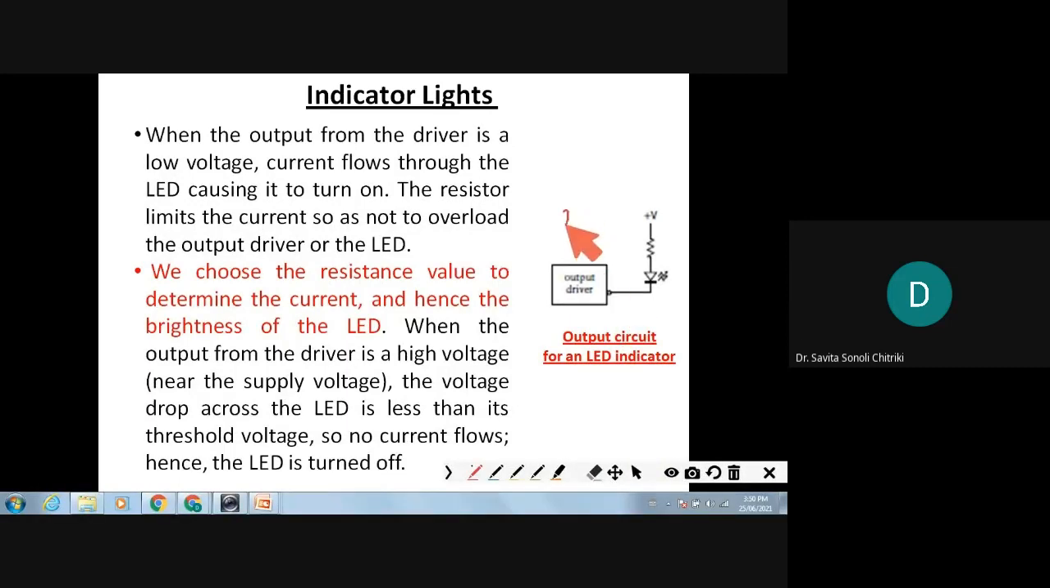2 milliamperes current. Then the input voltage is how much? 3.3 volts. And the LED is going to eat how much? 1.9 volts, right? So what should be the value of the resistance? So quickly tell me. Are you calculating in your notes, all of you?